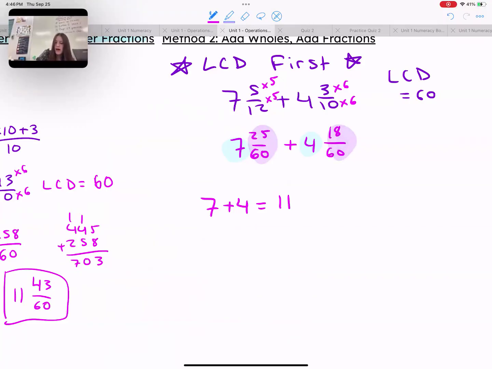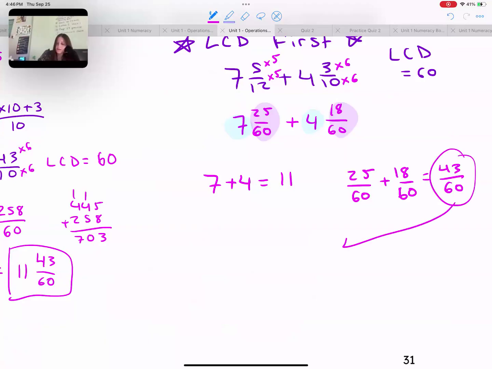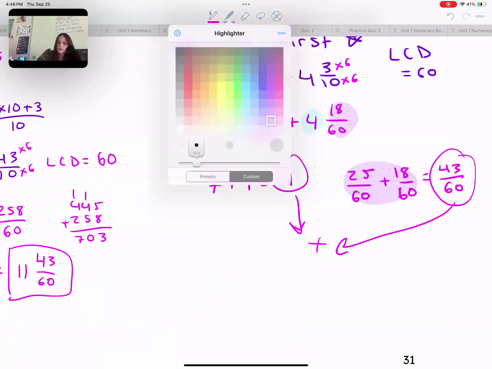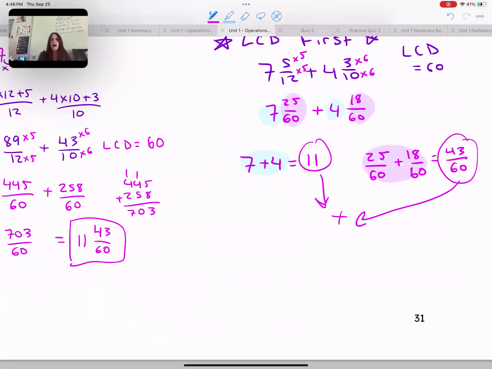So I'm going to add here on the side 25. Oh no, the light's turned off. 25 over 60 plus 18 over 60. And that is going to give me 43 over 60. So I'm going to be putting this with this. Again, these are my fractions. These are my whole numbers. So I added together the whole numbers, added together the fractions, and then I add my results together.